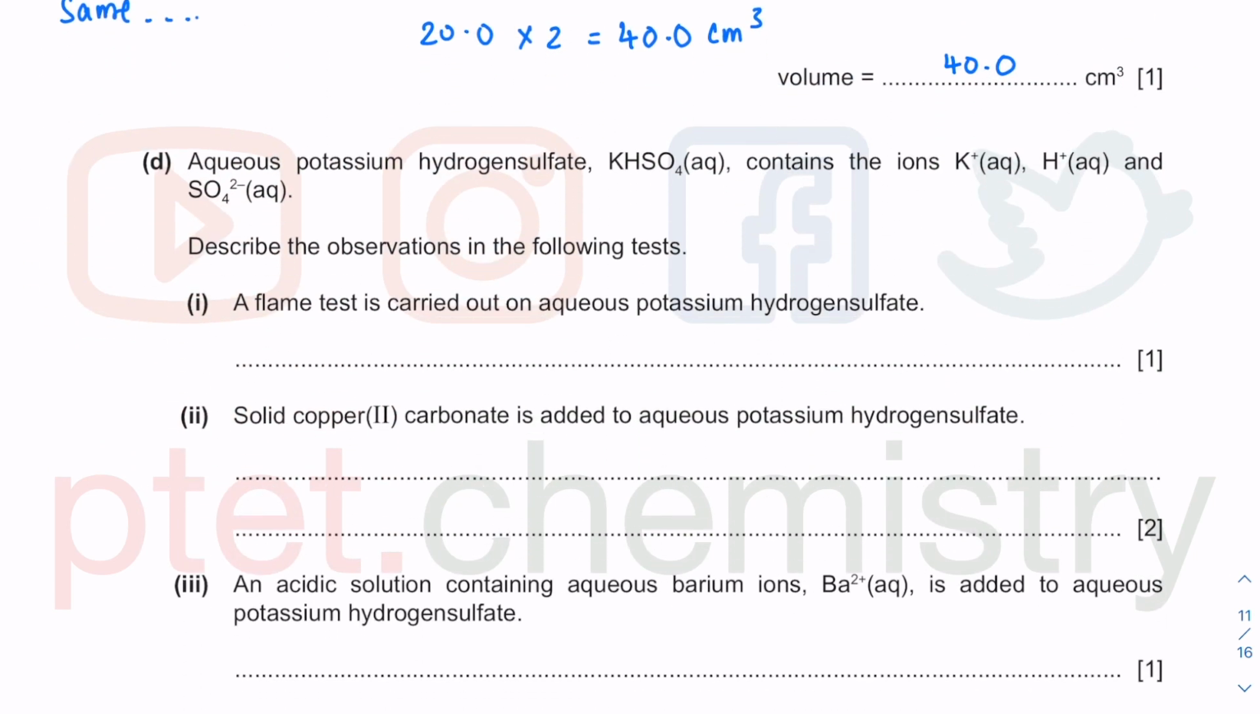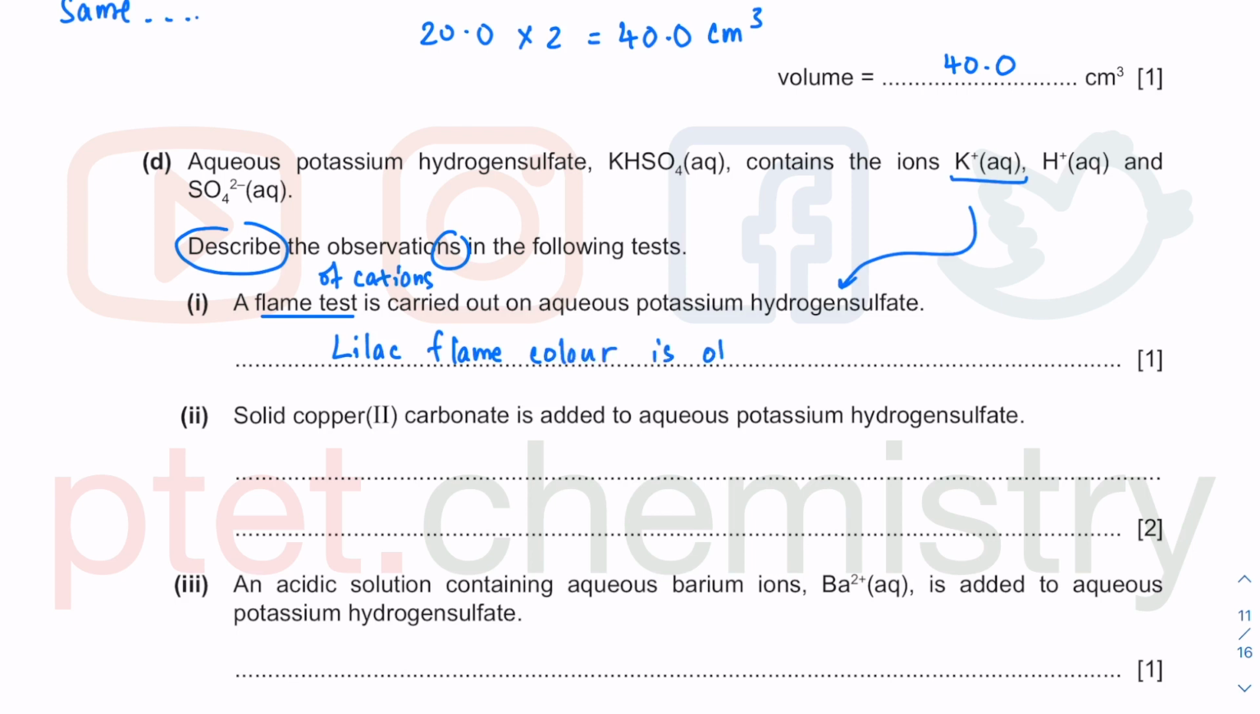In part D, we're supposed to describe observations. Describe means you have to write out more than just one word. When we do a flame test, this is of the cations. So that means our cation there is K plus. So you get a lilac flame color. That was the test for K plus. So a lilac flame color is observed.